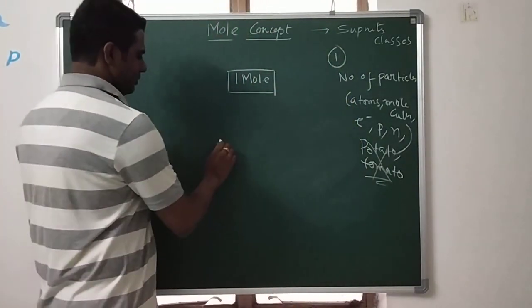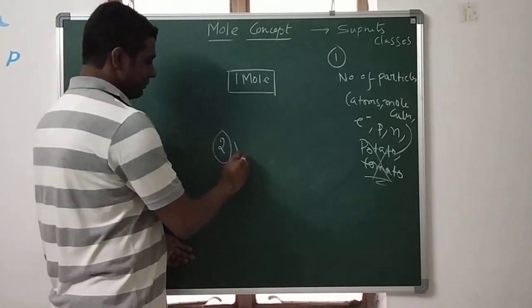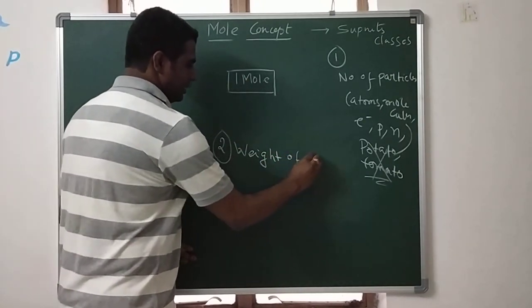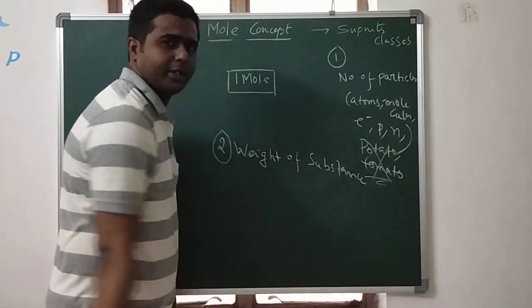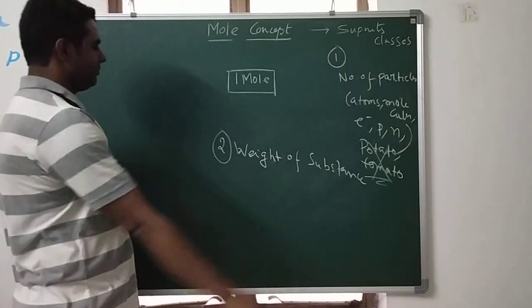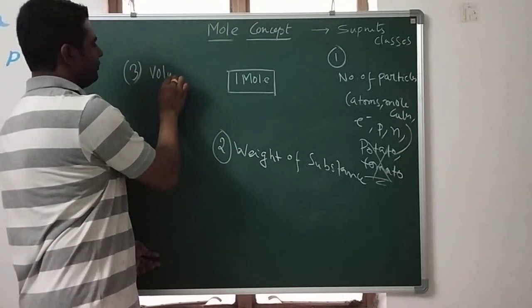Number two is weight of the substance. Okay? Number two is weight of the substance. What is number three? Number three is volume.